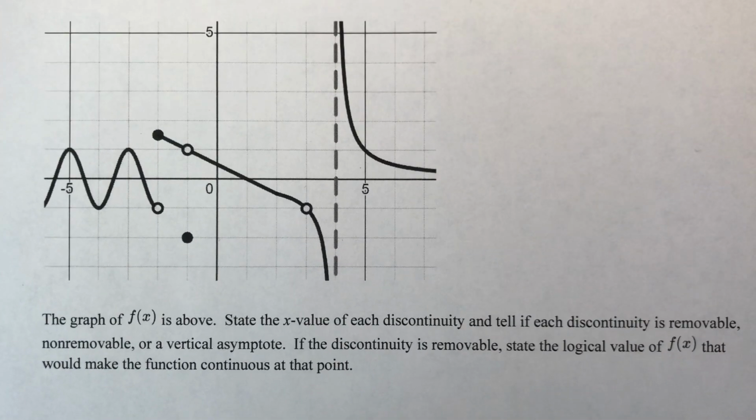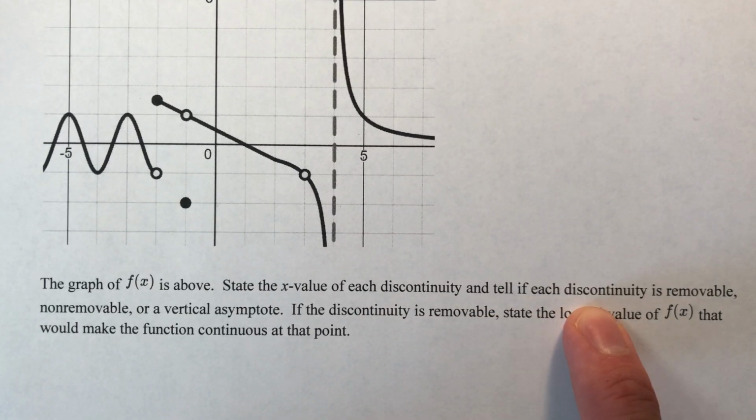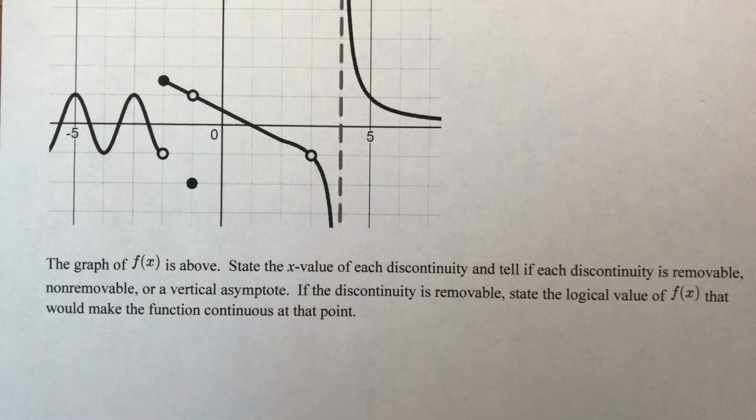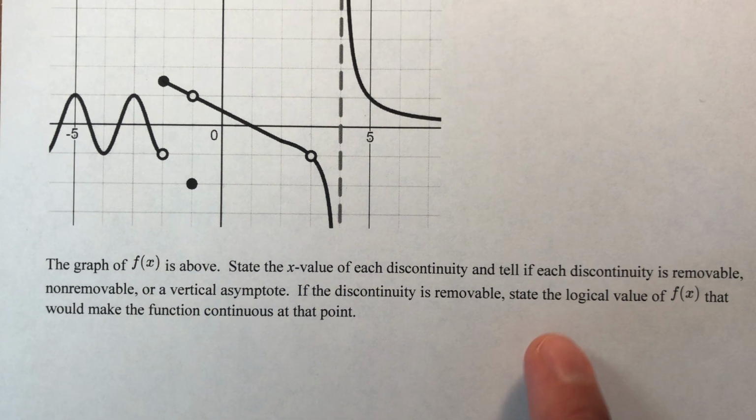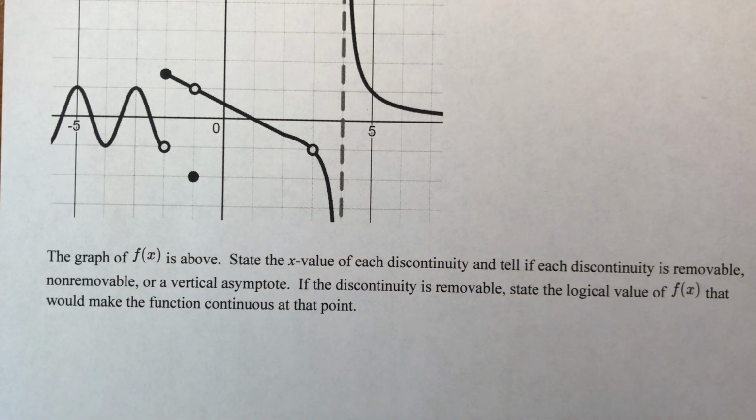The graph of f of x is above. State the x value of each discontinuity. State if the discontinuity is removable, non-removable, or a vertical asymptote. If the discontinuity is removable, state the logical value of f of x that would make the function continuous at that point. Like, what? Okay, just stop.